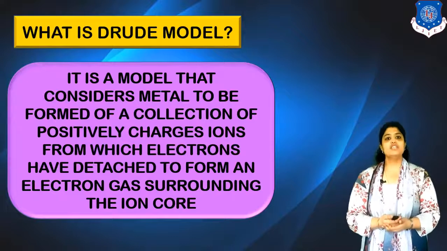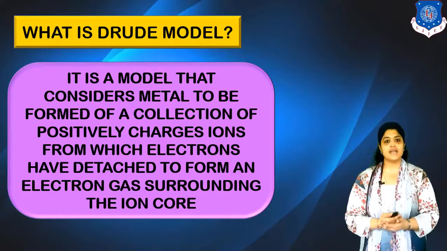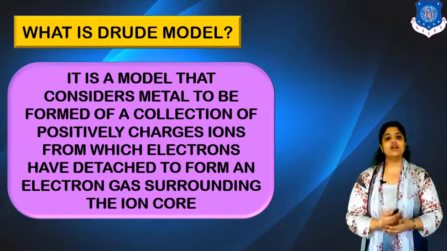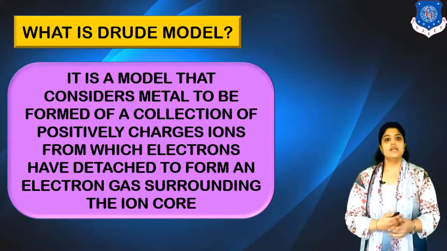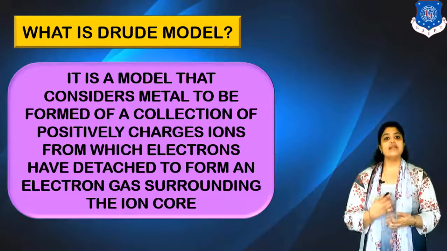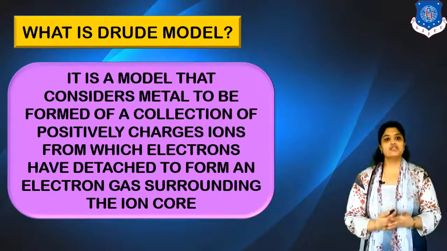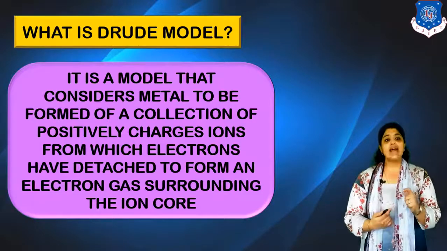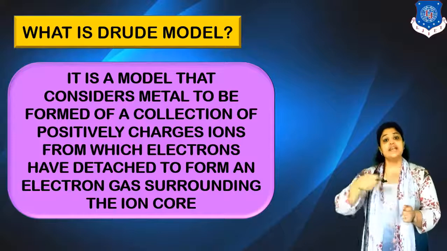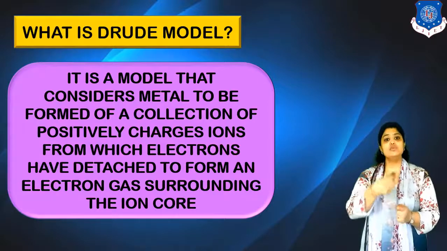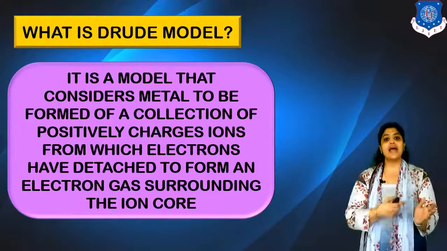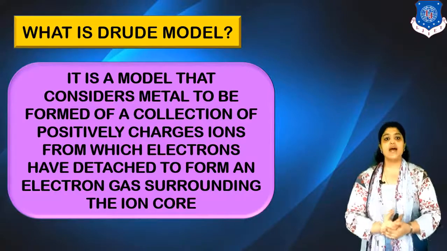It is a model which considers a metal to be formed of a collection of positively charged ions from which electrons have detached to form an electron gas surrounding the ion core. If you consider a metal is a material which has free electrons, from where do these free electrons come? Free electrons are actually the valence electrons which have detached from the atom, and then they move surrounding the atom like an electron gas moving in the ion core.